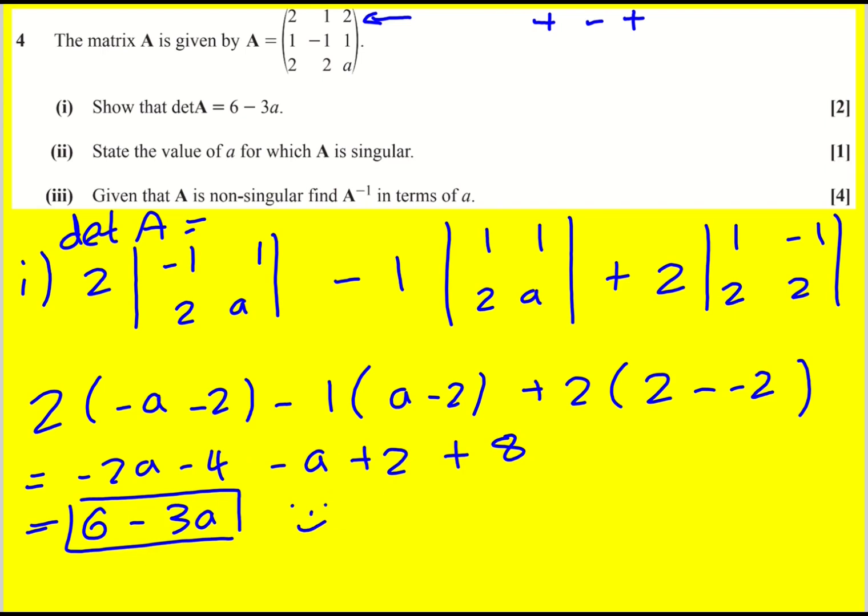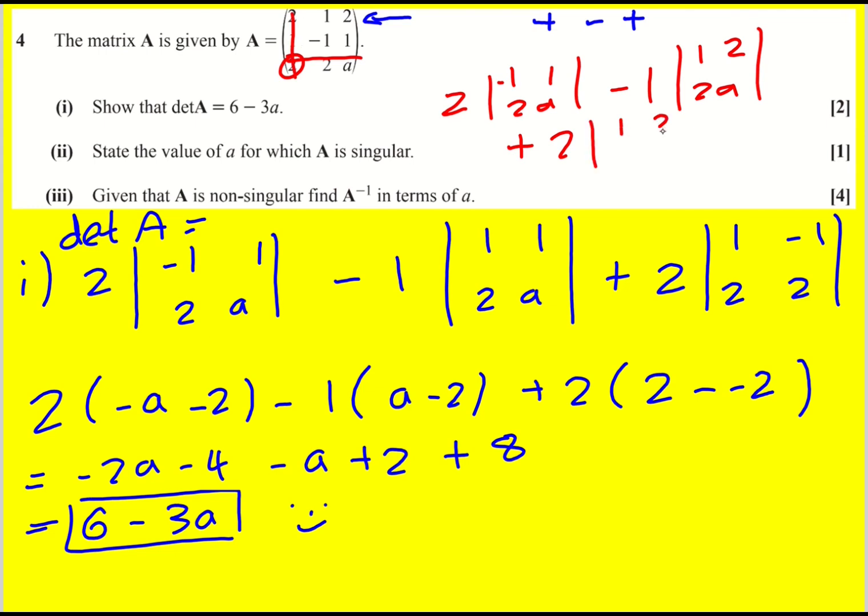Just to say, you don't have to expand about the first row. If I did the first column instead, then I'd get 2, minus 1, 1, 2a like before. But then here, I'd get minus 1, and I'd cross these out, and it would be 1, 2, 2a, because I get a minus as it's now in the second row, first column. And then for this one here, it's back to being a plus. If I cross this out, I'll get 1, 2, minus 1, 1. You'd get exactly the same answer.